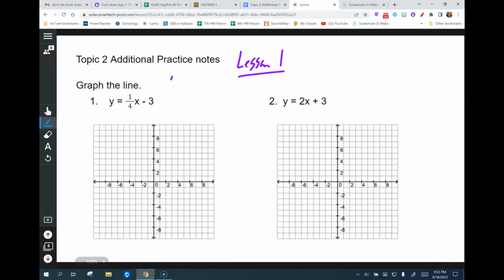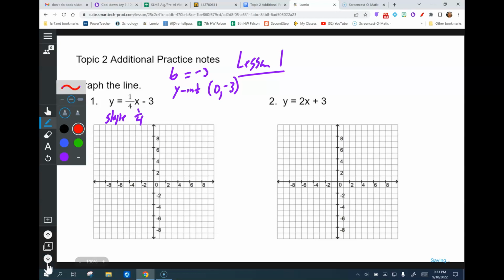Let's start off. What's our y-intercept? Hopefully you said negative 3. Okay, that's B. Let's do this right. We're going to indicate what is B. B is equal to negative 3, so our y-intercept is 0, negative 3. And what is our slope? Our slope is 1/4. Okay, here we go. Let's begin at negative 3 right here. Okay, now our slope tells us 1/4, so I'm going to go up 1 and 4 to the right.